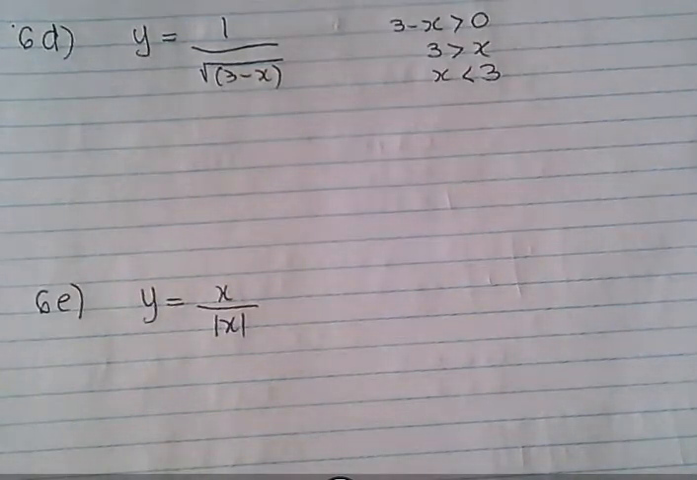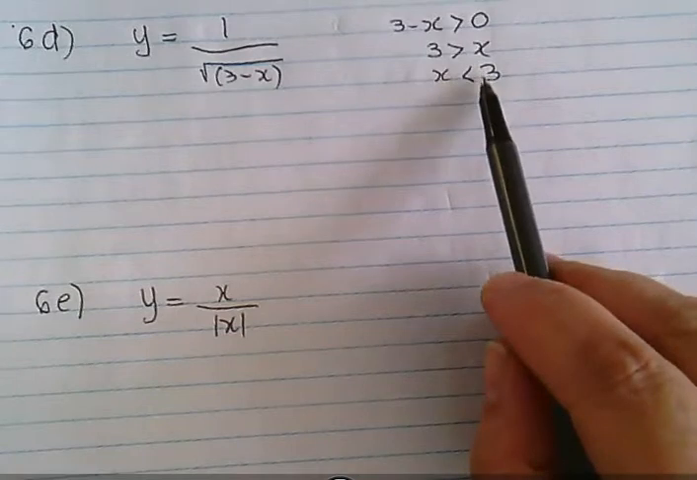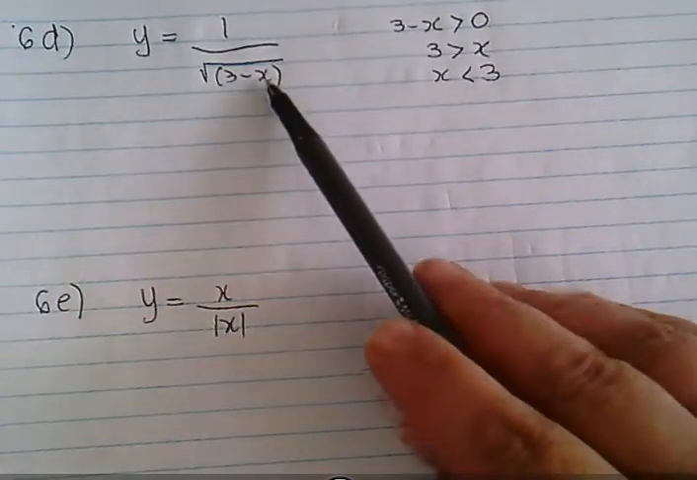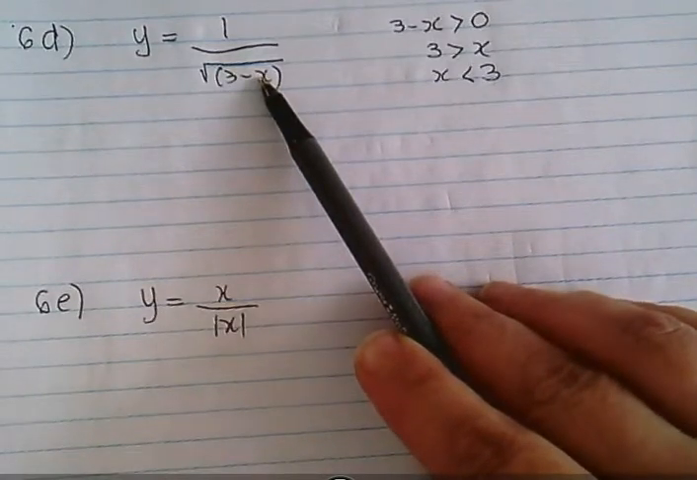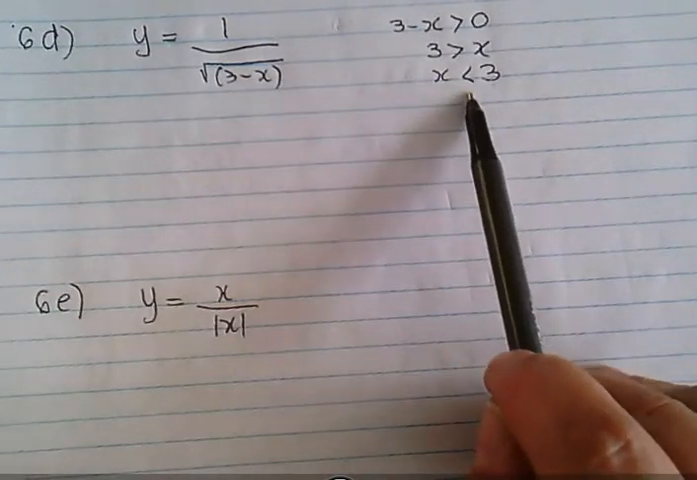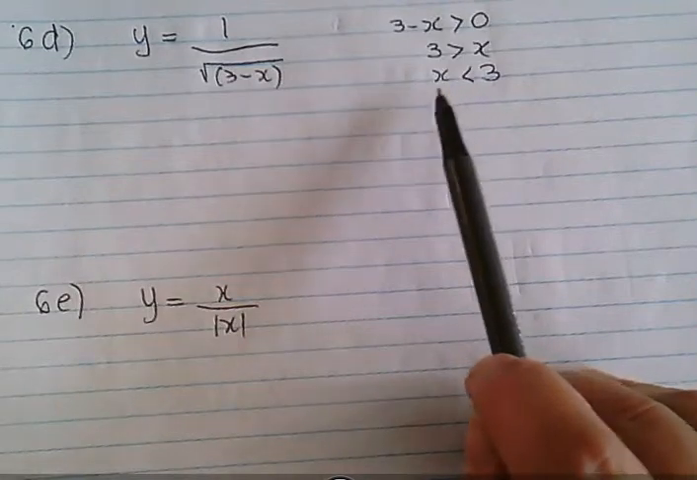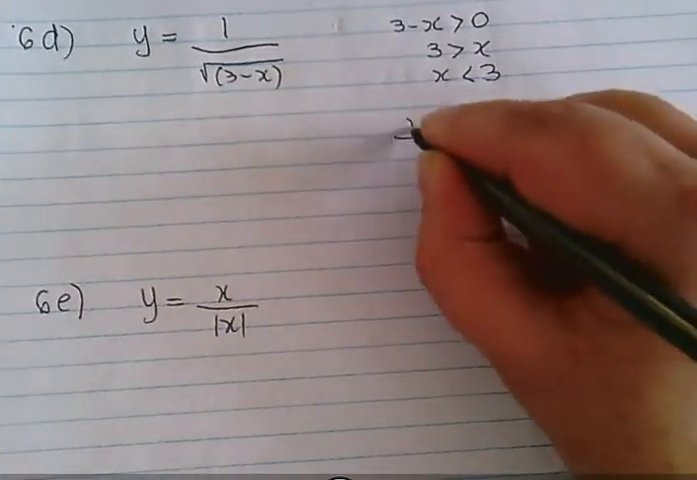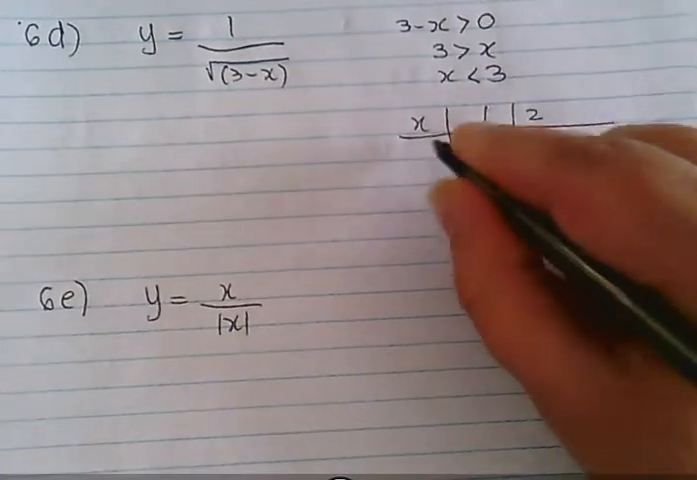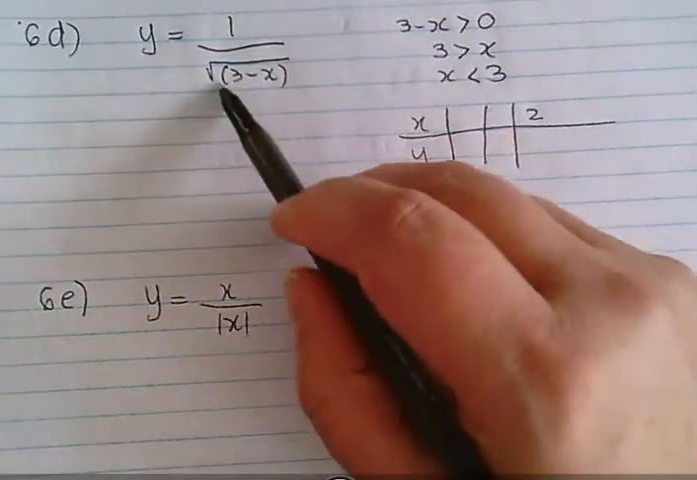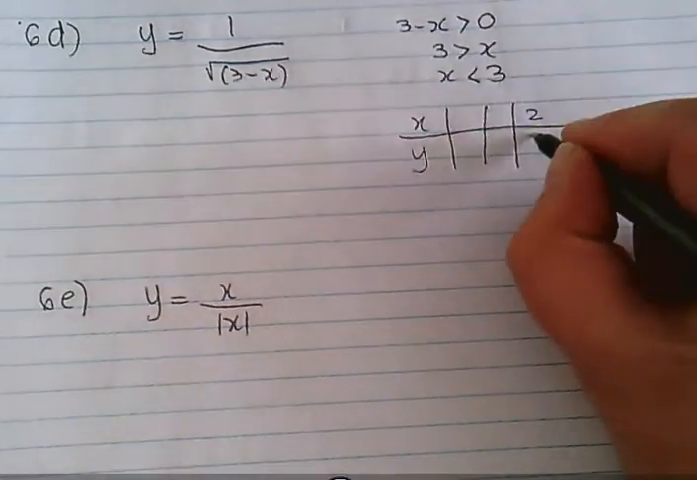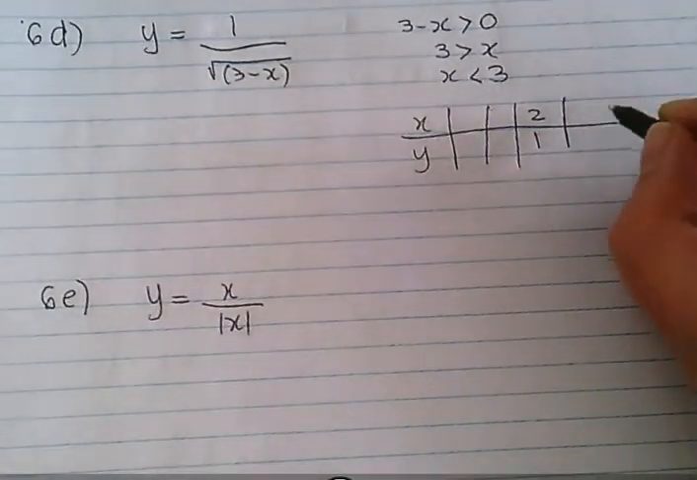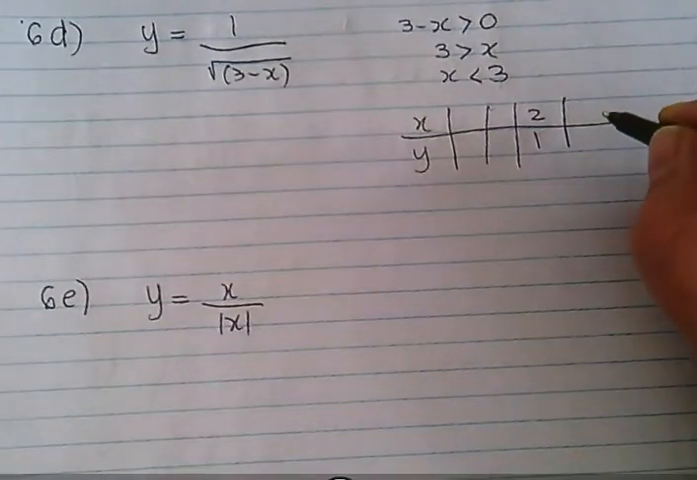Now, let's look at some values. X can't be 3. Let's say X is 2. Oh, be careful. Let's do 2.5. We don't want to make that mistake of starting at 2. Because let's say X was 2. What would you get? Y will be 3 minus 2, that's 1. 1 over the square root of 1 is 1. What about if X was 0? 1 over the square root of 3, that's a fraction.